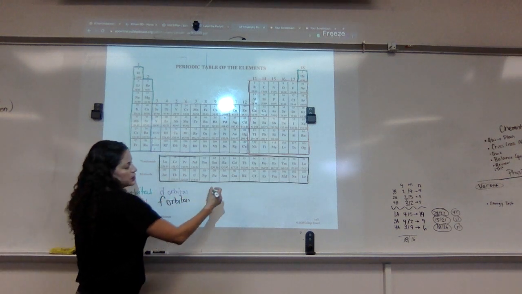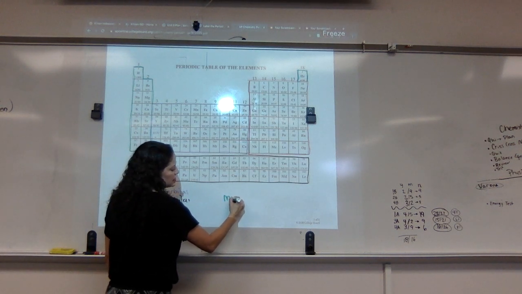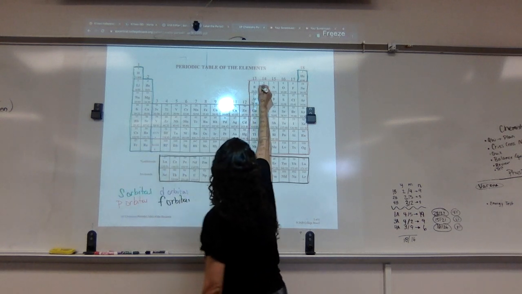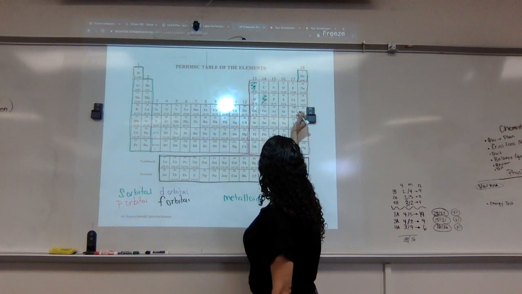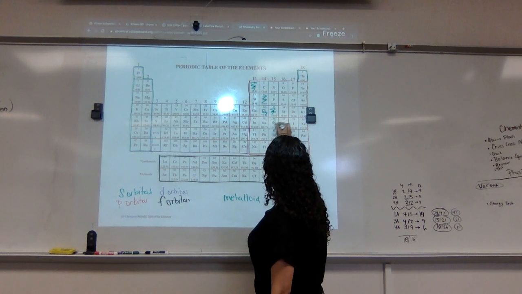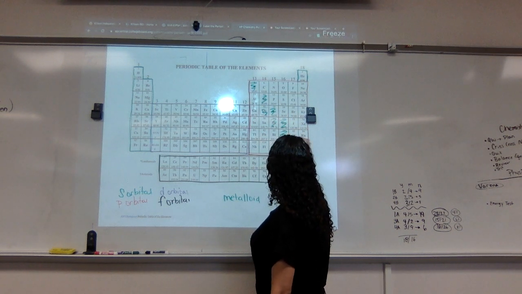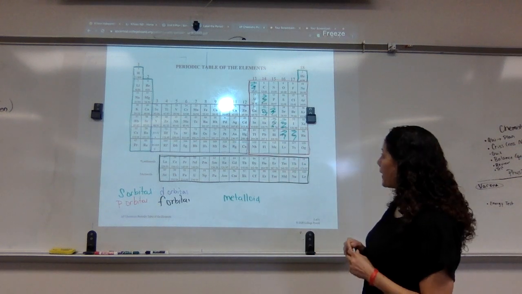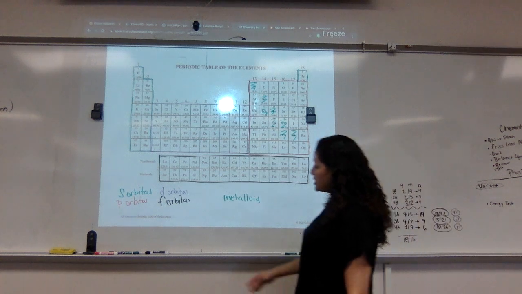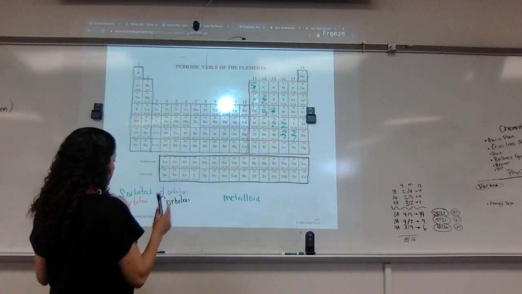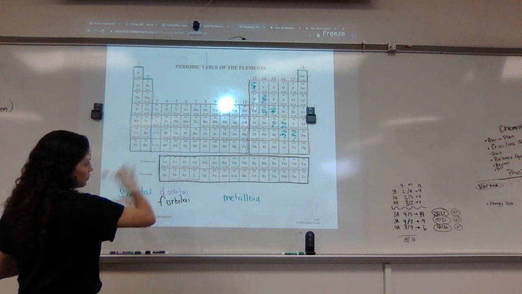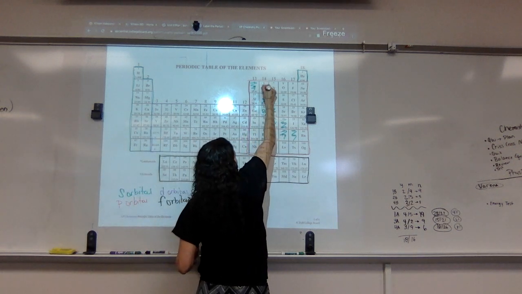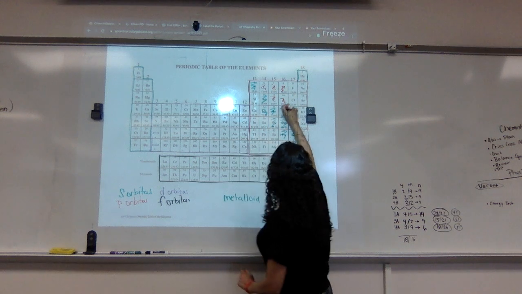All right, so next right here, you're going to color code the metalloids. It's easier to start here because of that stair step line. So that's going to be boron, silicon, germanium, arsenic, tellurium, polonium, and astatine. These are going to be your metalloids. Everything to the right of it is going to be your nonmetals. So go ahead and color all these nonmetals.